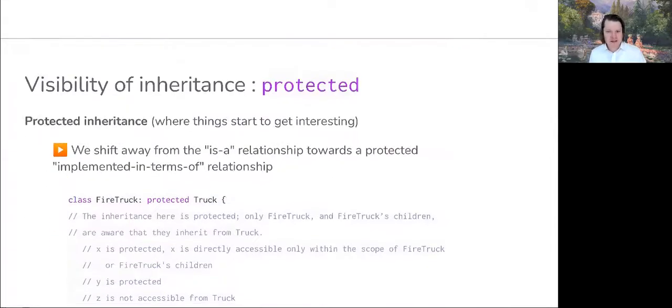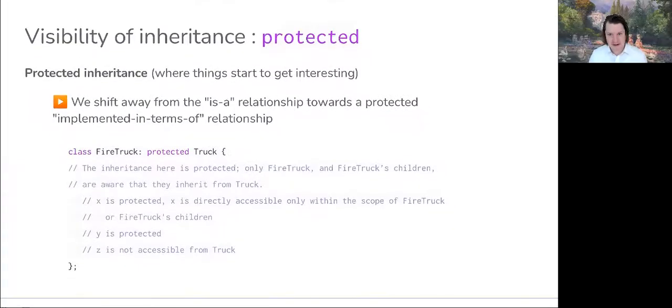Okay, so the next mode is going to be protected inheritance. And this is where things are going to start to get interesting. We're going to shift away from this idea of representing is-a relationships towards a protected implemented-in-terms-of relationship. I'm going to go through this slide fast, and I'll spend a bit more time on private inheritance, which is going to have a similar kind of idea.